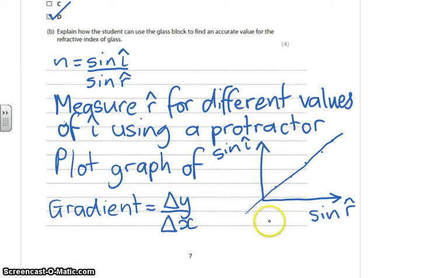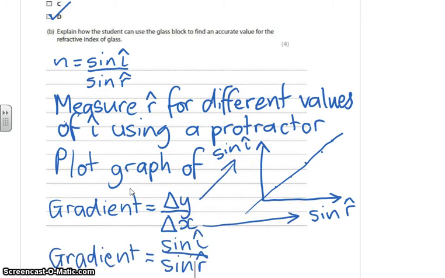Now if we look at what we've got in our equation, on the x-axis we've got sine r, and on the y-axis we've got sine i. So if you substitute those into our equation, the gradient is equal to sine i over sine r. But if you compare it to the equation at the top, you'll see that that's just n, the refractive index. So to access full marks for this question, you need to say that you're going to plot a graph of sine r on the x-axis, sine i on the y-axis, take the gradient of the graph, and then that will give you the refractive index n.